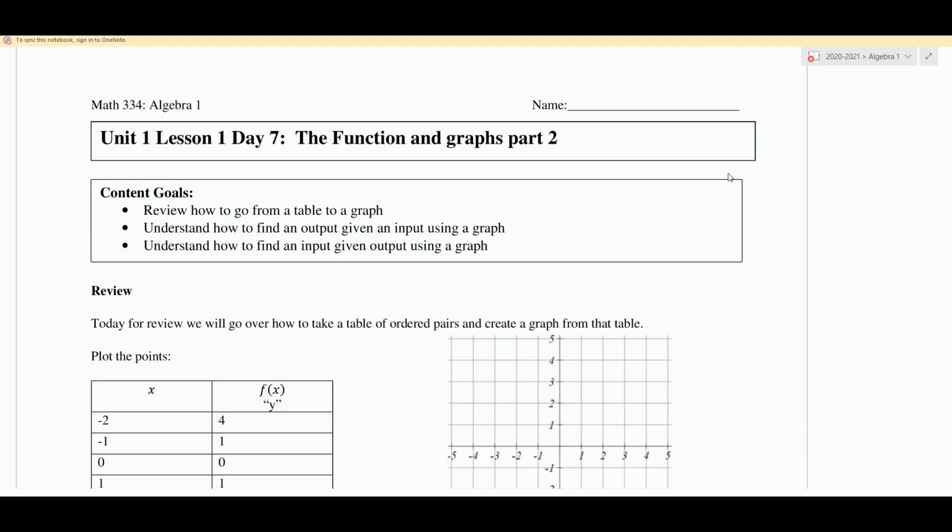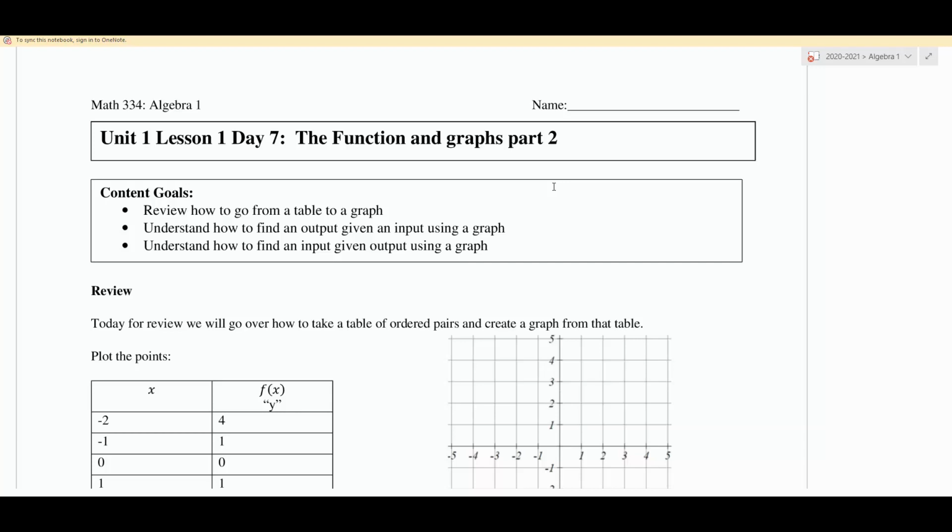We're going to be talking about the function and the graphs again. So consider this part 2 or a continuation of our lesson from yesterday. All right, our goals for today, we're going to review how to go from a table to a graph. We talked about that a little bit last week, but I wanted to hit it again.